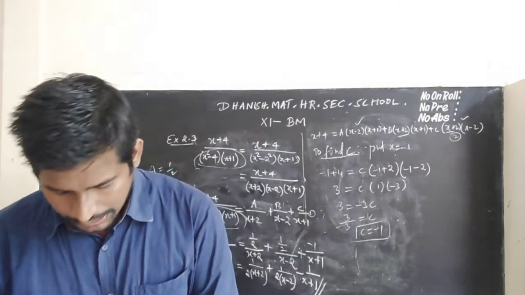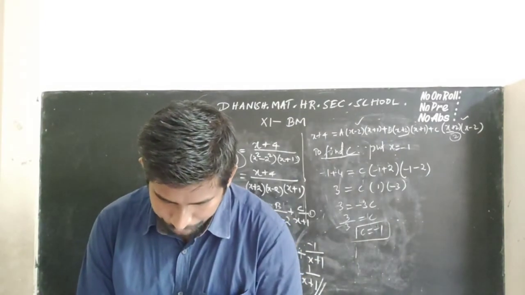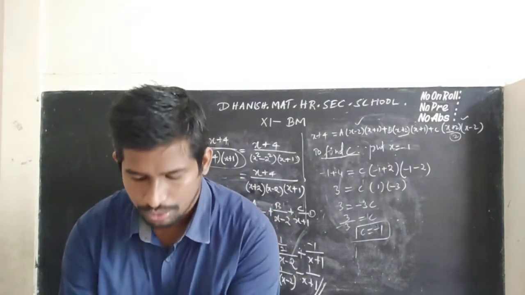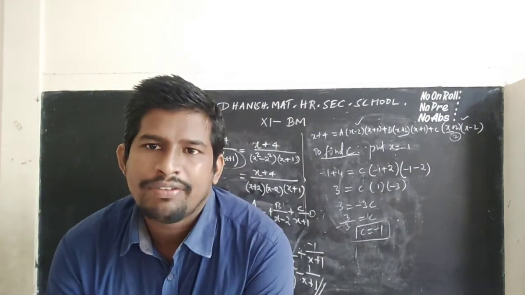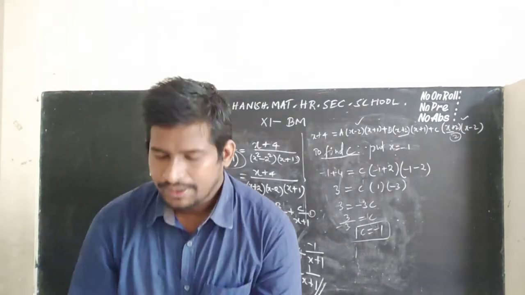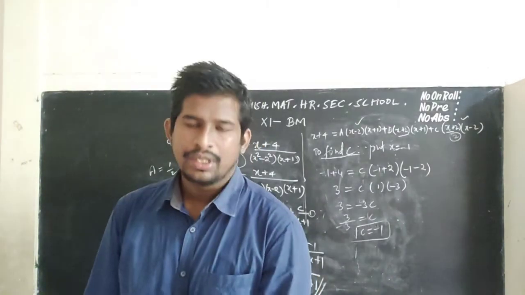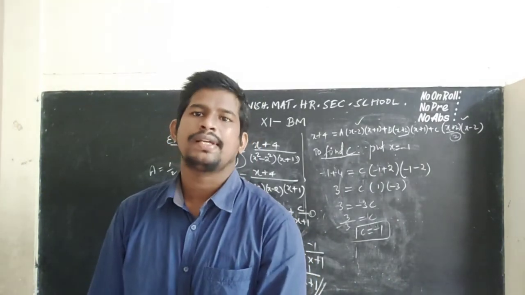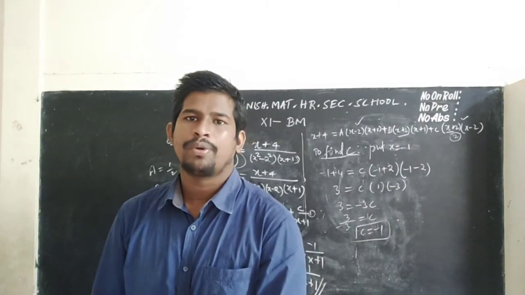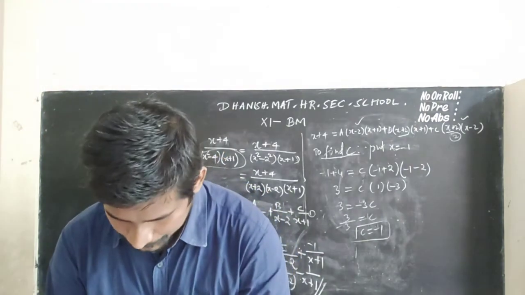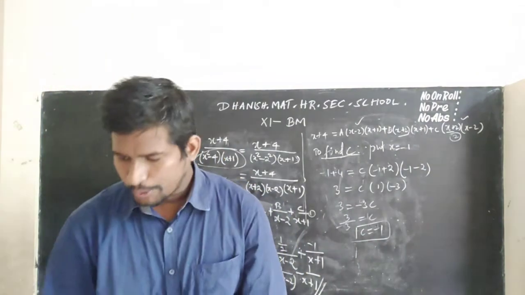Now look at example 2.4. This sum is based on type 2. What's our type 2? Denominator contains a linear factor repeated n times. Based on type 2, we have learned some problems from the exercise. Here also we are going to do some problems based on type 2. Example 2.4.